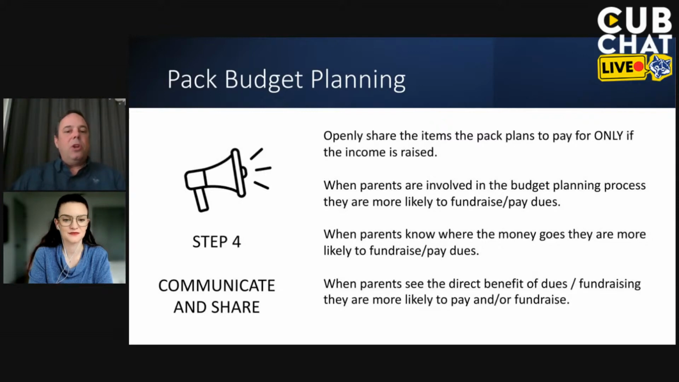So when parents know where the money's going, they're more likely to fundraise and pay dues as well. When you show them behind the scenes that, hey, look, these adventure loops that we give out at every PAC meeting, they're not free, right? The PAC activities, the Pinewood Derby, all these other things that we're doing, they're not free, right? And so you do have to show them, and if they're involved in the process, you really don't have to show them because they are experiencing it.